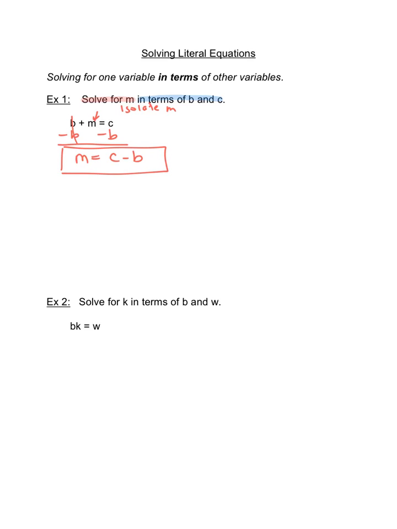So there's no numerical answer. It's just a math problem that equals that answer. The value of m is whatever the value of c is minus whatever the value of b is. And you're done once that variable has been isolated.